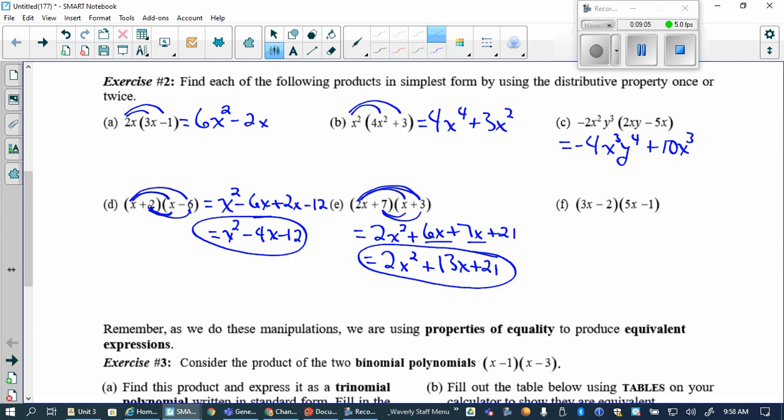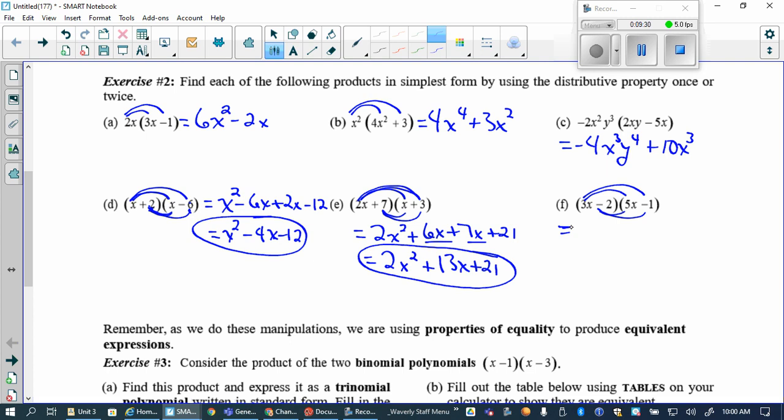Okay, so go ahead and do part F then, right? Distribute the 3x, and then distribute the what? No, the negative 2, thank you. All right, do that now. All right, what did we get for F? 15x squared minus 13x plus 2.